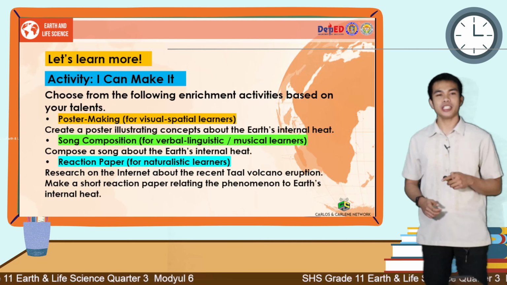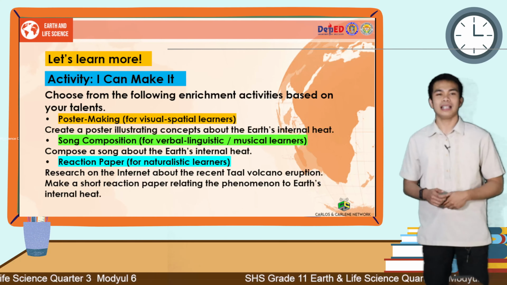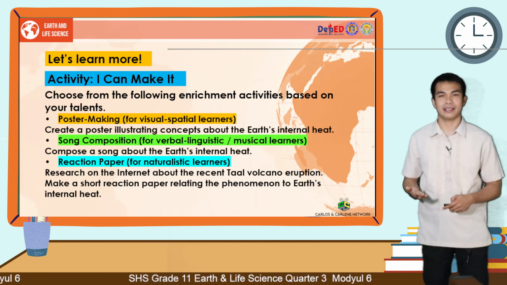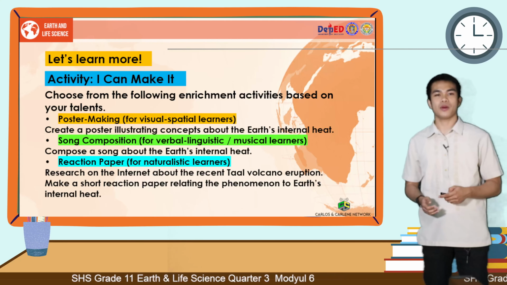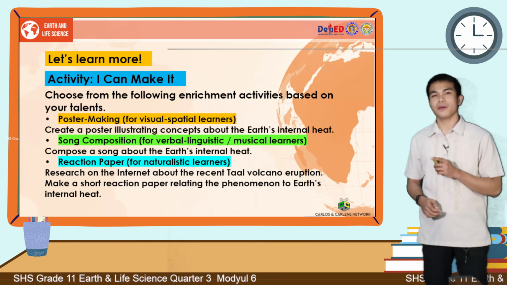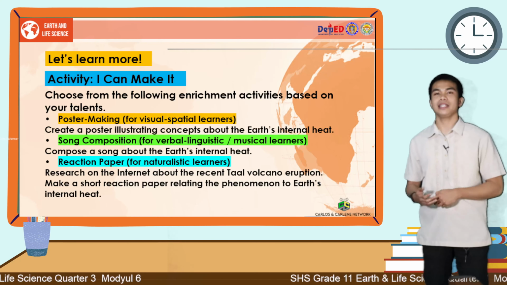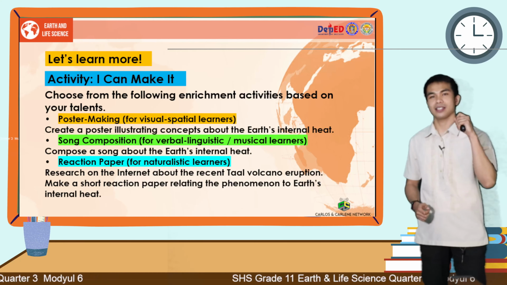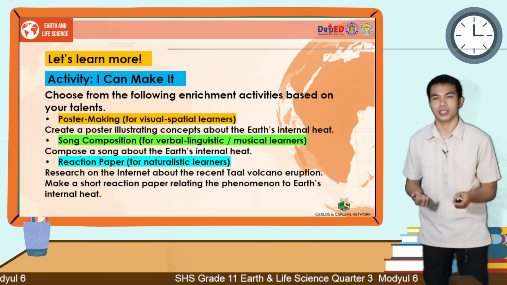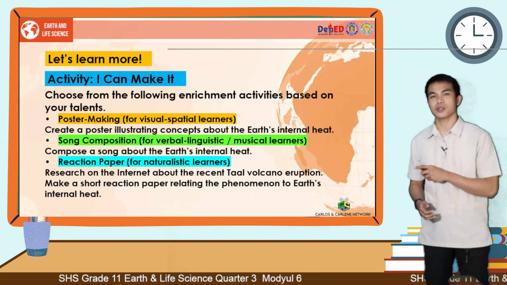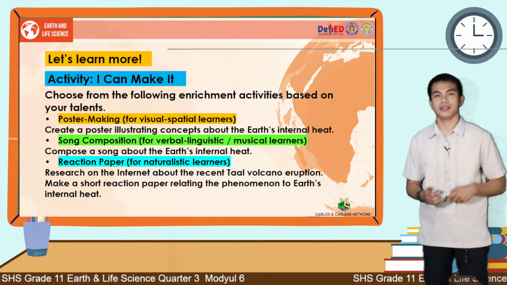Now, to enrich us more of our lesson, let us take this activity as your assignment. Okay. So, you are going to choose from the following enrichment activities based on your talents. The title of our activity is I Can Make It. So, you can make a poster. For visual spatial learners, you are going to create a poster illustrating concepts about the Earth's internal heat.